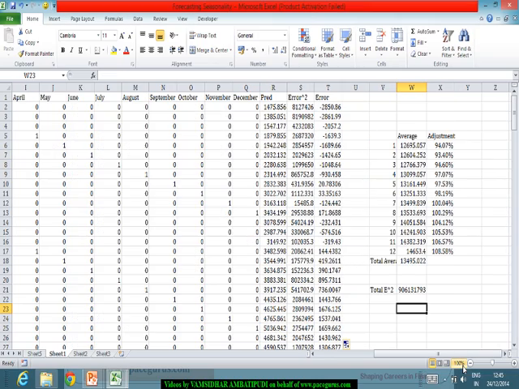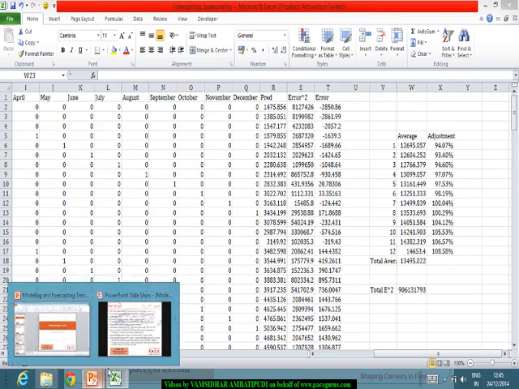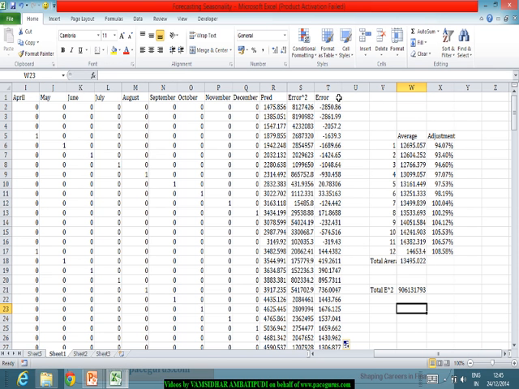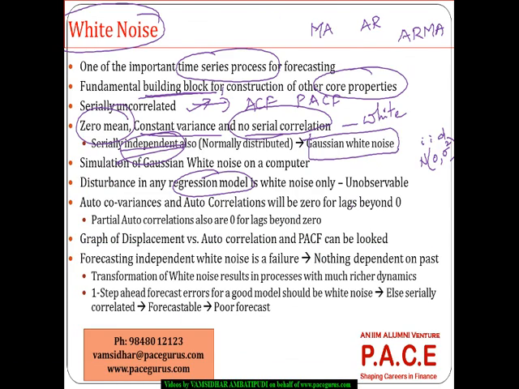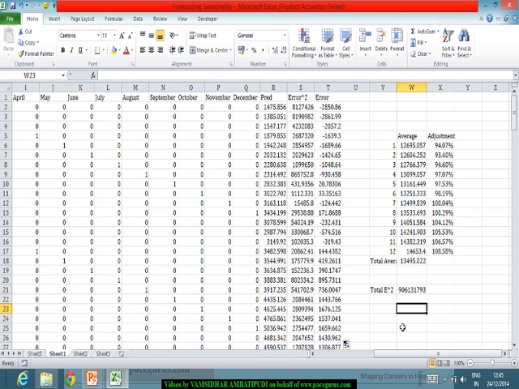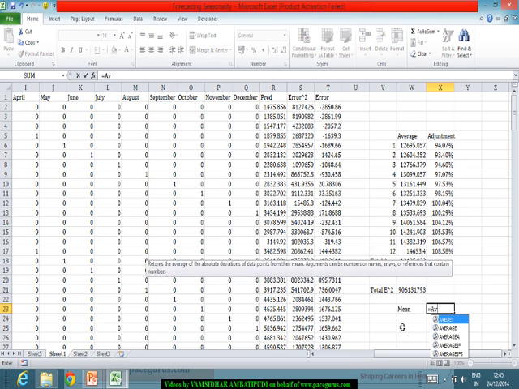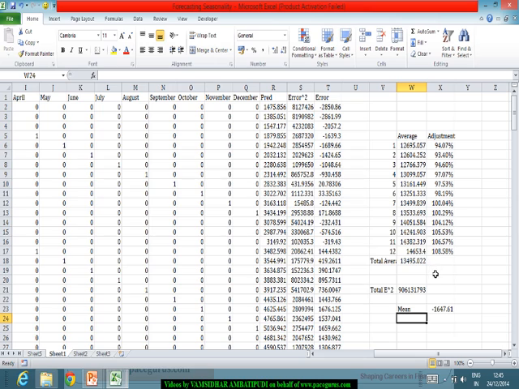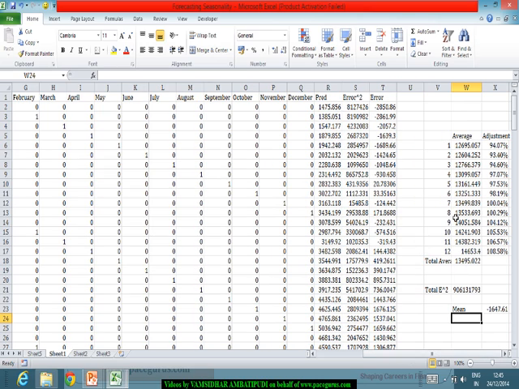Now let me try finding out whether these qualities are present in this. When I'm talking about the disturbance in any regression model, this is the disturbance or the error in the regression model. I want to know whether it is white noise or not. If I want to know whether it is white noise or not, I have to find out the mean. Okay, I'll find out the mean of this entire process.